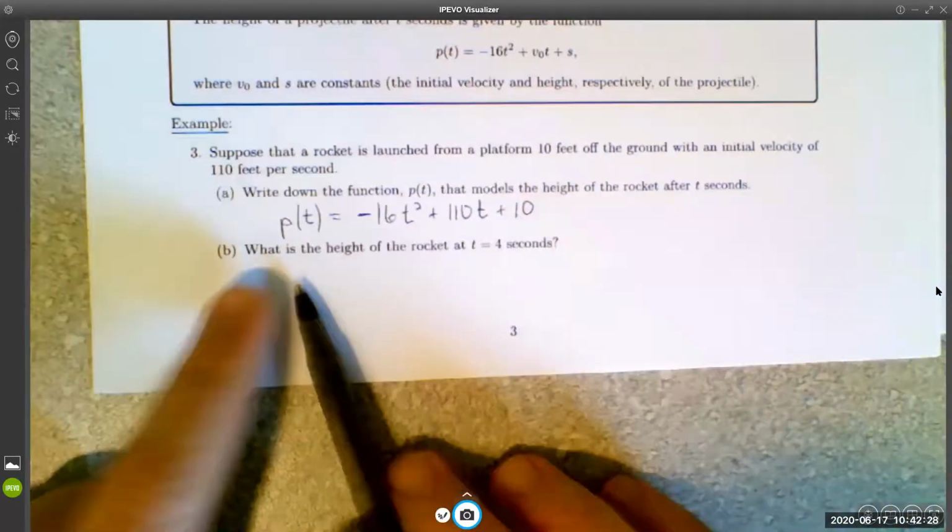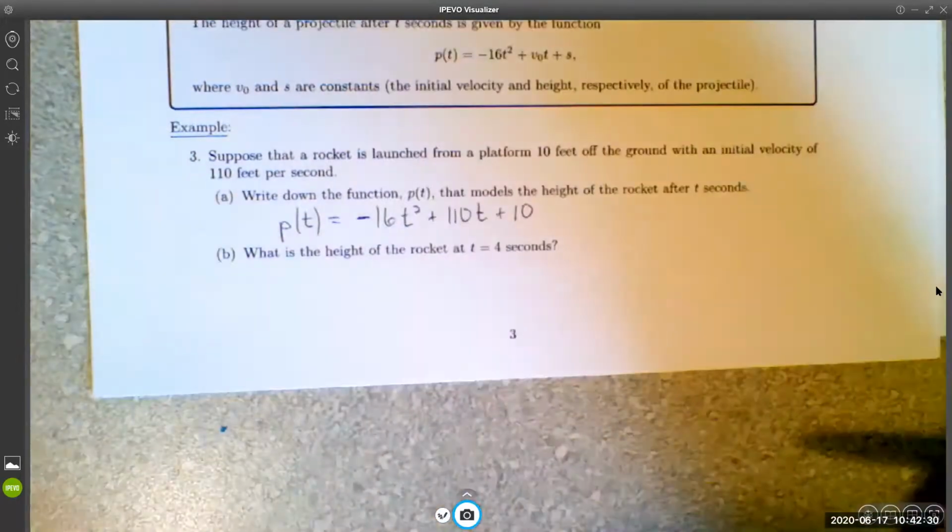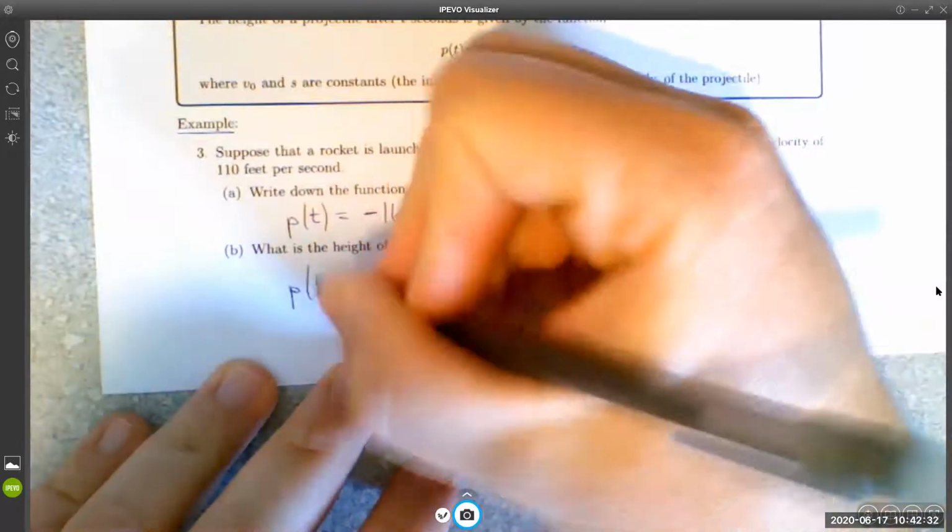For example, what's the height of the rocket after 4 seconds? Well, we would just plug in t equals 4.